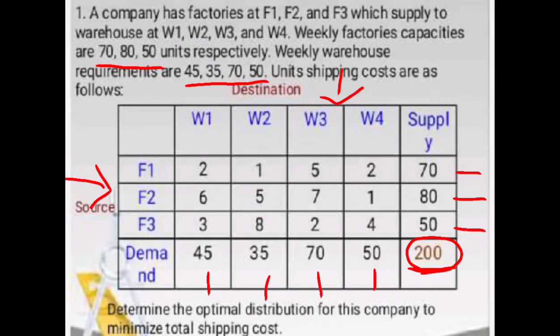But if the supply and the demand are not equal, we can say it is unbalanced. Then we will add a dummy row or dummy column in order to proceed to solve this transportation problem.